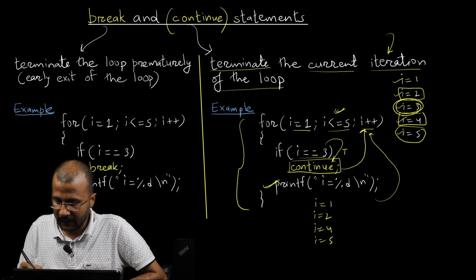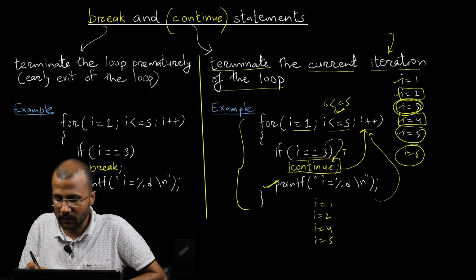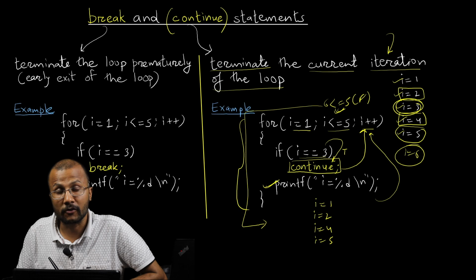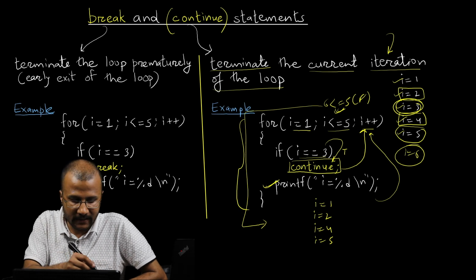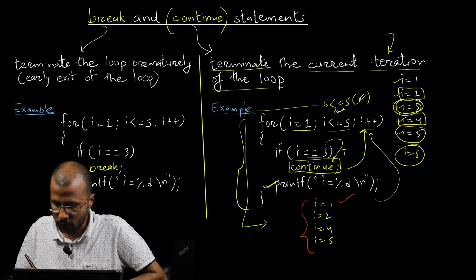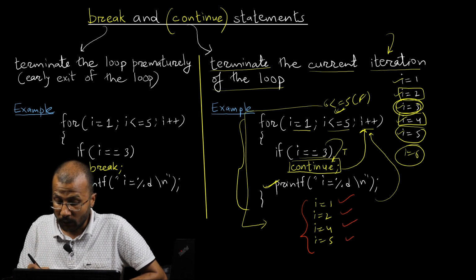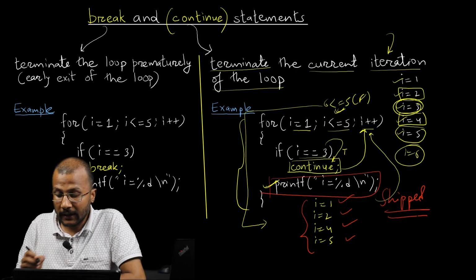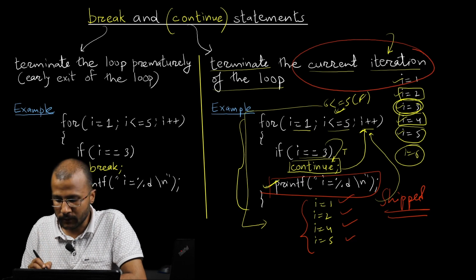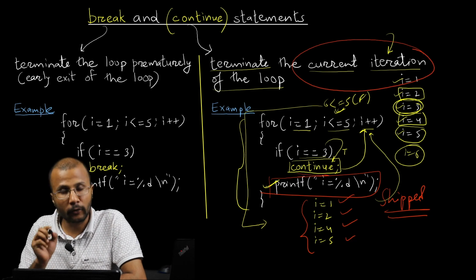Finally I becomes 6. Now 6 less than or equal to 5 is false, and then the loop normally stops and it will come outside of the for loop. So in this case, the values of I that are displayed are I equals 1, I equals 2, I equals 4, and I equals 5. Whenever I was 3, this statement was skipped. So whenever you would like to skip the current iteration of the loop, you will be using the continue statement. I hope this is clear.